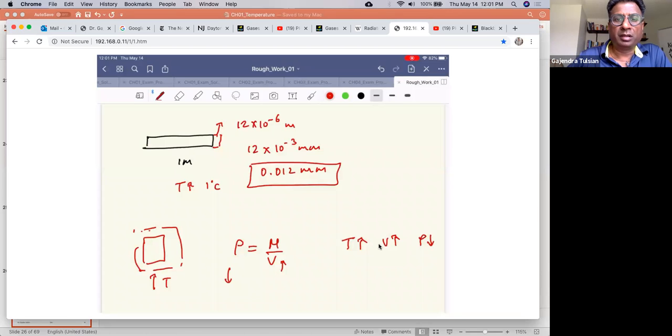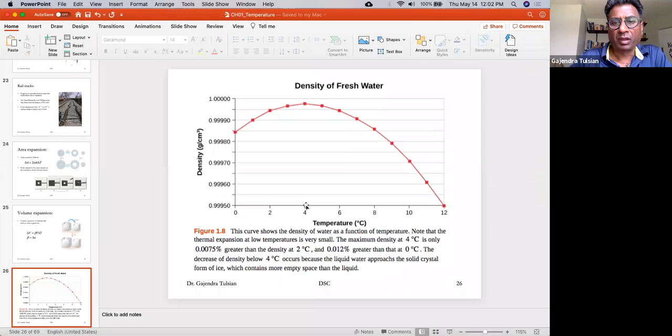All right, let's look at this graph. So here's the density of fresh water. This is for water. And this happens in only a very small window. In the window 0 to 4 degrees Celsius, you're raising the temperature and you see the density is increasing.